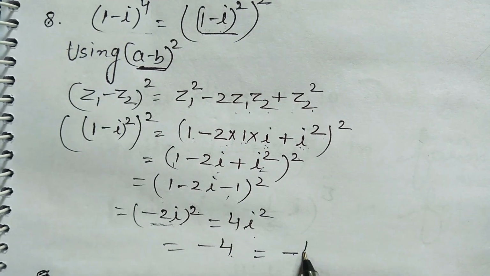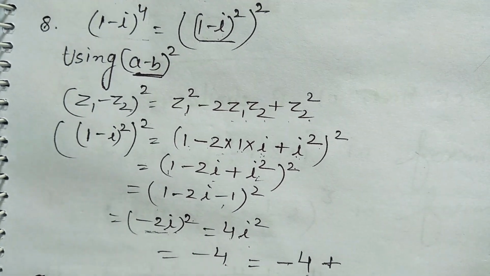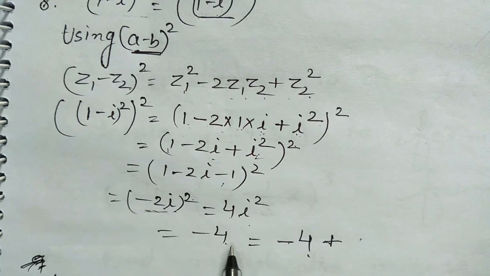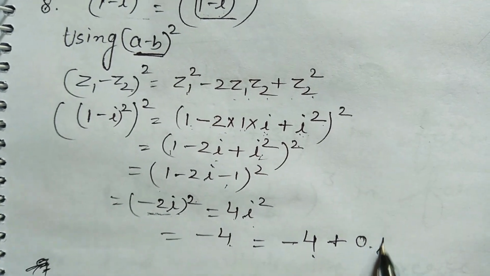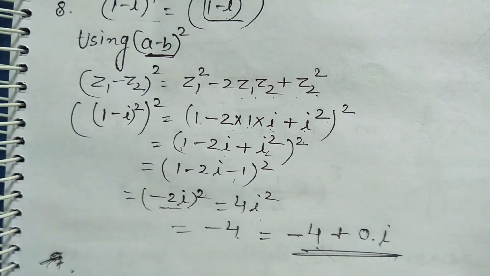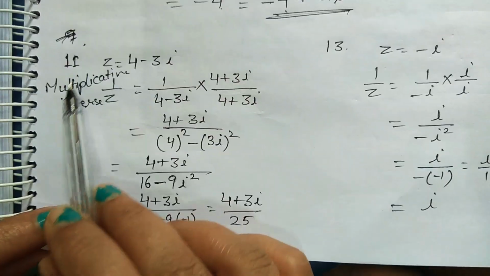So we can write it in the form of a plus iota b. The imaginary part is not here, so we take 0 into iota. So this is the answer. The 9th and 10th questions you will do yourself. Now come to the 11th question.